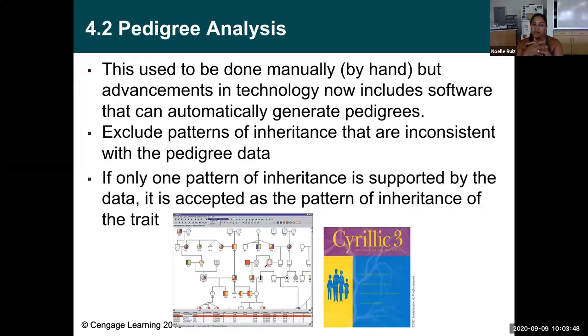All right, pedigree analysis used to be done by hand, but like everything else, it's become computerized. There's software that can automatically generate pedigrees. It will exclude patterns of inheritance that are inconsistent with pedigree data. So sometimes it needs to be looked at more closely, even when it's generated by a computer. And if only one pattern of inheritance is supported by the data, that is the accepted pattern of inheritance of that trait. Meaning if it looks like a duck and quacks like a duck, it's probably a duck.